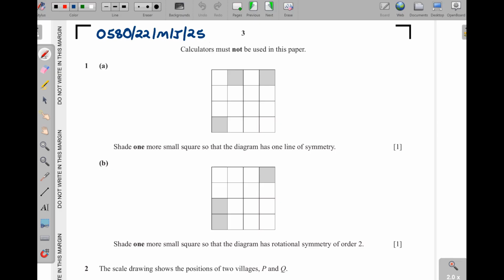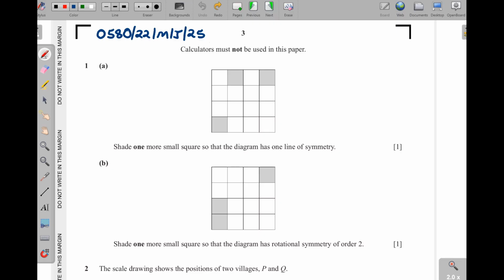Question 1 is from symmetry. And part A, they are saying that we shade one more small square so that the diagram has one line of symmetry. This is a square. For any square, you know that we have this one as a line of symmetry, we have this one, we have this one here. This one is ugly. We have this one here, and then we also have that one there. There are 4.